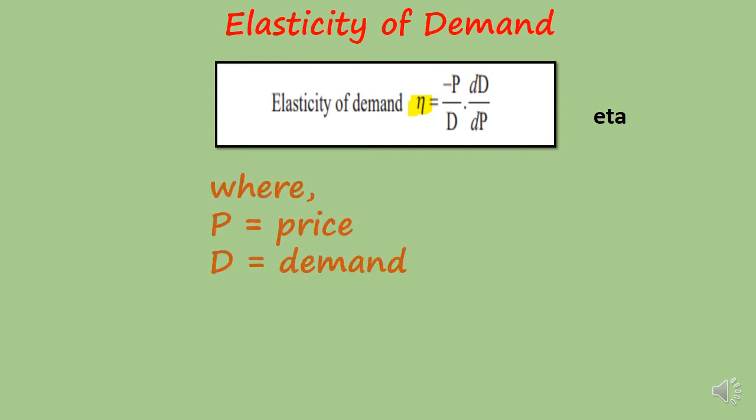It is given by this particular formula: eta equals minus P upon D into dD by dP. Here this symbol is the Greek letter eta. Eta stands for H in the Greek alphabet. So elasticity is denoted by this symbol, and in the formula P is the price, D is the demand, and dD by dP is the marginal demand.